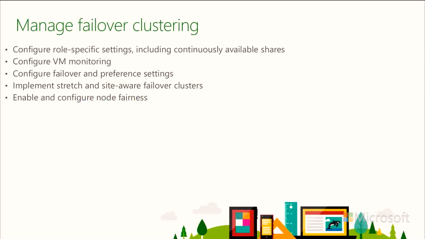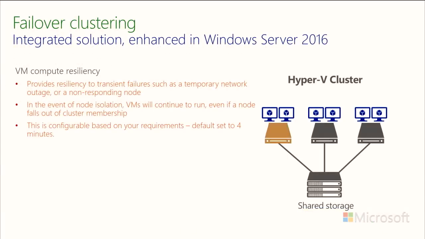If we're going to manage failover clustering, we want to configure role-specific settings and configure failover and preference settings. And lastly, enable and configure node fairness. In other words, making sure there's a balance between those nodes. So Hyper-V clustering, or failover clustering, has an integrated solution that we're seeing with Server 2016, and we've mentioned this a few times. It allows for resiliency against failures.